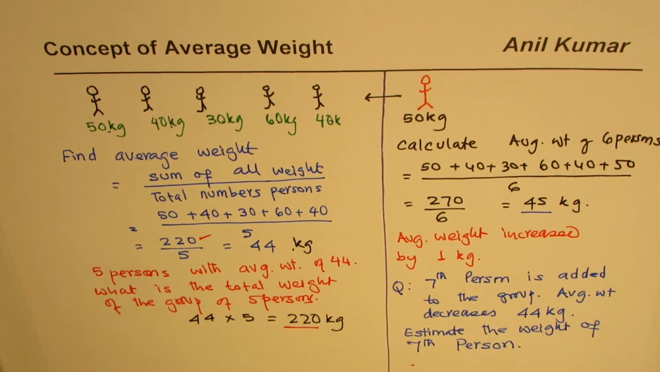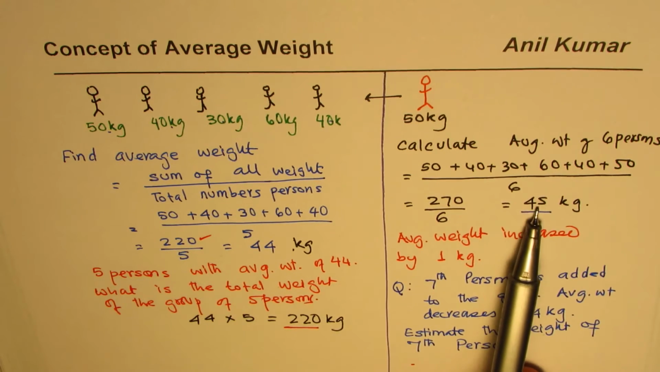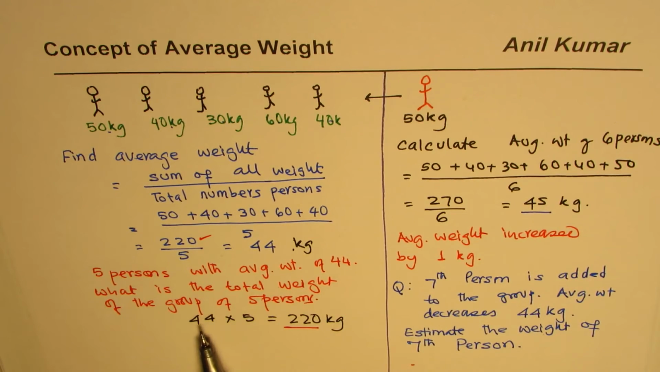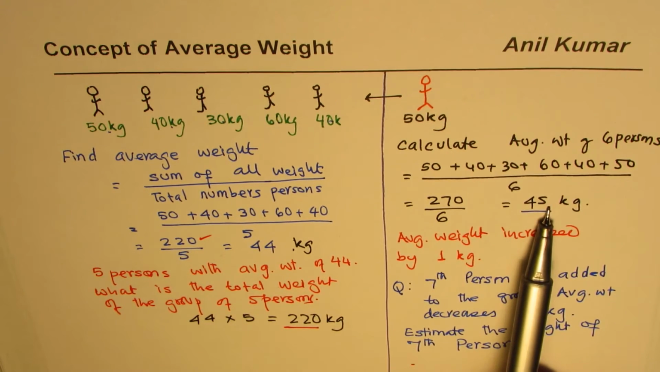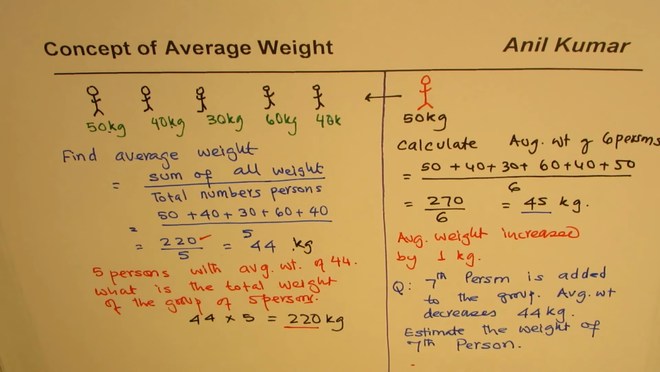So what really happened was, when you added the 7th person to this group, the average weight of 45 for 6 persons decreased to 44 for 7 persons. So that means the 7th person was lighter than 45 kg. For sure, you need to figure out by how much, so that the average of the group became 44. You get the point, right? So that's the question for you to think over. I'd like you to work on this question and then move on to the next topic.